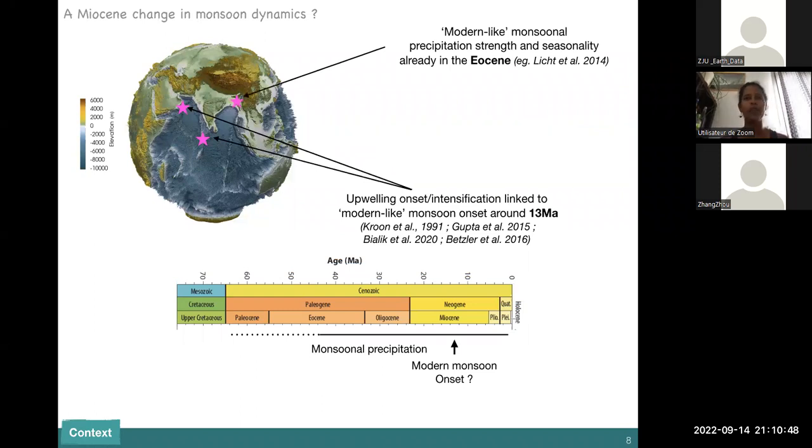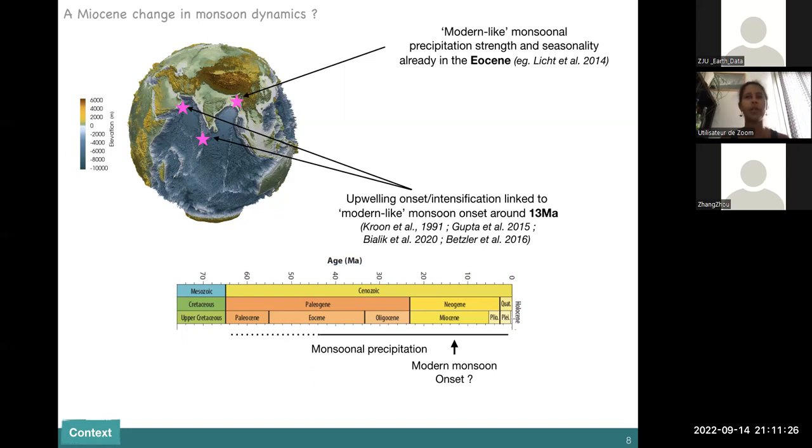Those paleoceanographic records from the Miocene do look in contradiction with terrestrial records that mostly record the rainfall over the continent. This is especially so if we consider that at present day, both the wind pattern and the precipitation happen at the same time. And those records, for example, the one from Licht et al. 2014 in Myanmar using paleosoil chemistry, do show that modern-like monsoonal precipitation strength and seasonality are already present in the Eocene or even before. So we have an apparent discrepancy on the monsoon timing, looking at wind pattern and rainfall.